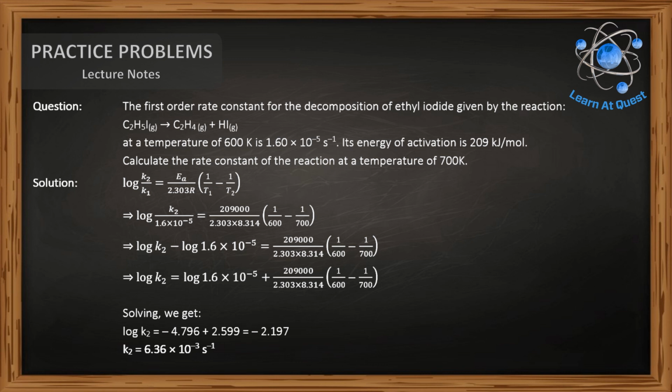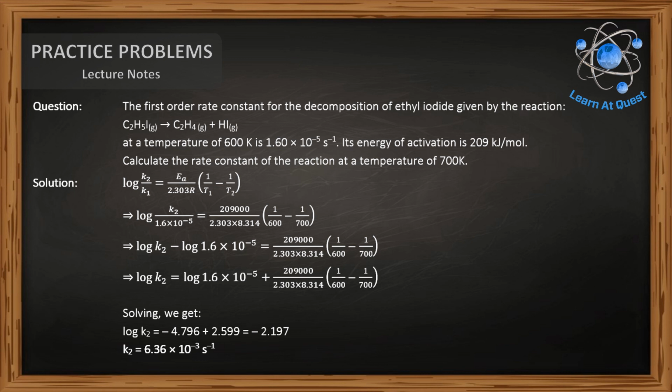Let us understand the information given in the question. It's given that at a temperature of 600 Kelvin, the rate constant is 1.6 into 10 raised to minus 5 per second. We need to find the value of the rate constant at another temperature, which is 700 Kelvin. Therefore, as we are comparing two rate constants at two different temperatures, we'll use the formula log of K2 by K1 equals EA by 2.303 R multiplied by brackets 1 upon T1 minus 1 upon T2.